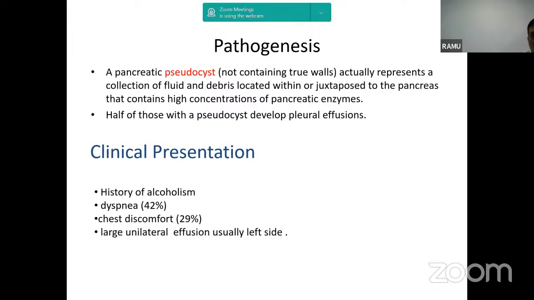Sorry, this is the pathogenesis. I missed the slide. Pathogenesis: when there is a pseudocyst in the pancreas, there is a collection of fluid and debris located within or juxtaposed to the pancreas that contains a high concentration of pancreatic enzymes. Half of those with pseudocysts develop pleural effusion. The clinical presentation is a history of alcoholism, dyspnea, chest discomfort, and unilateral left side involvement.